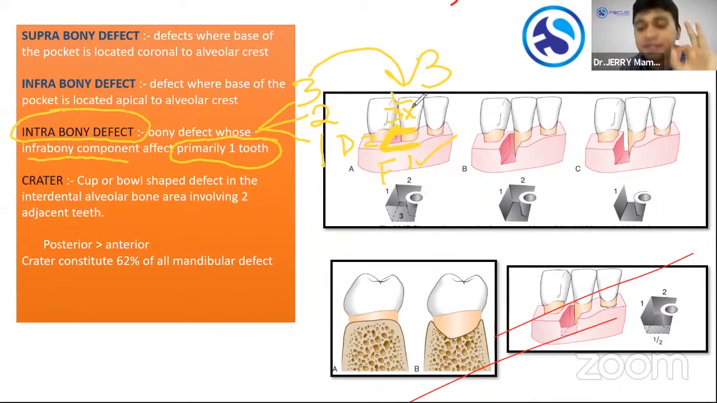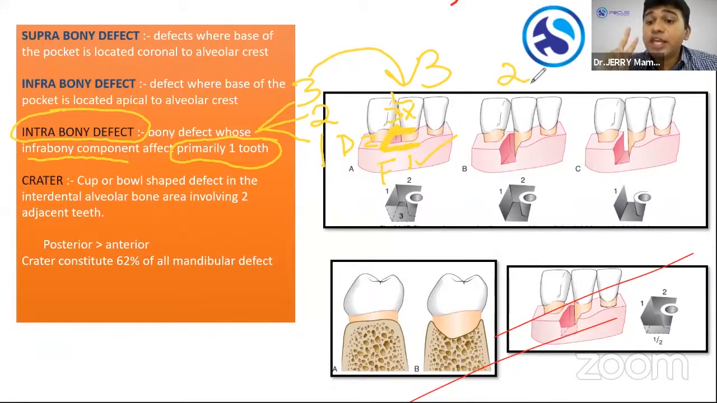3 walls are preserved. So what defect is it? When 3 walls are present, what defect is it? We call it a 3-wall defect because 3 walls are remaining. Okay, very good. Now let's move on to the next classification. That is the 2-wall defect. So now it becomes easier.